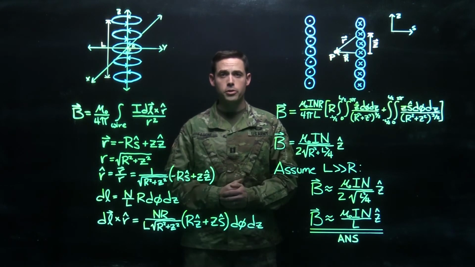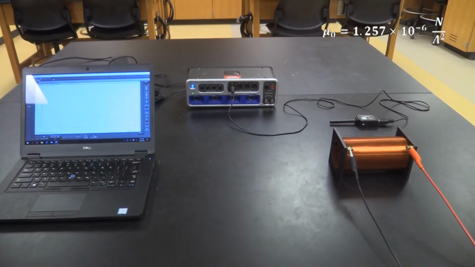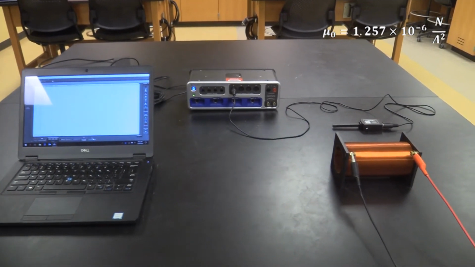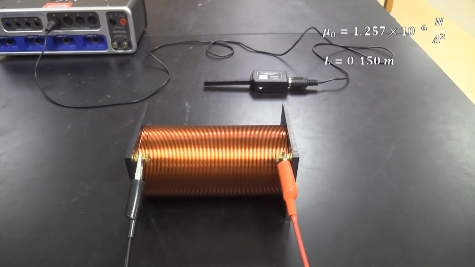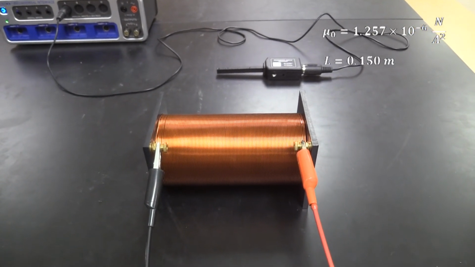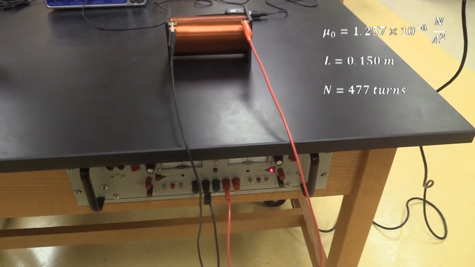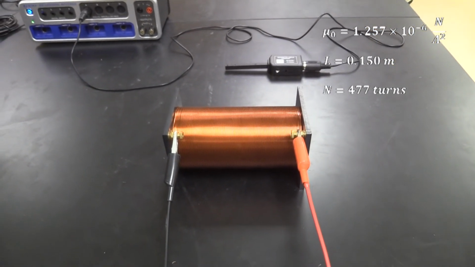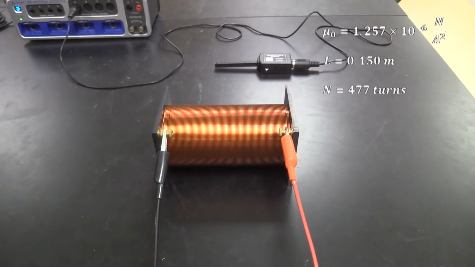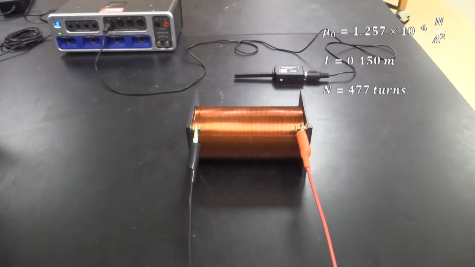Let's put our derived expression for the magnetic field inside of a long solenoid to test over in the lab. For this experimental setup, I've acquired a solenoid of approximately 150 millimeters in length. The solenoid has 477 turns, and you can see that I've electrically connected the solenoid to the lab bench. Initially, I'll provide 5 amps of electrical current to the solenoid, and I'll use the magnetic field sensor to measure the magnetic field within the solenoid. So the first step is to turn on the current.